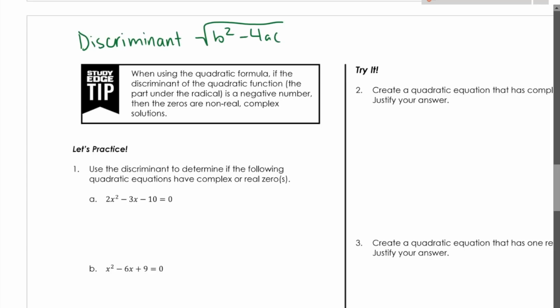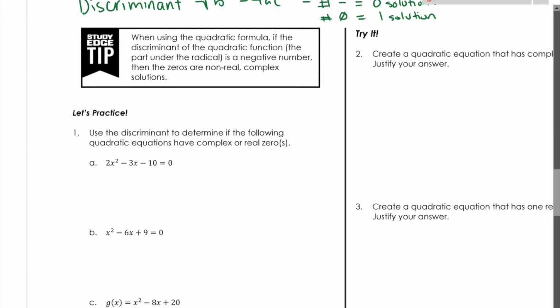Basically what that is saying is if under here I have a positive number, I have two solutions. If the number is negative, I have 0 solutions. And if my number is 0, I only have 1 solution. Okay? So again, if my number underneath the radical is a positive, I have 2. If it's a negative, I have 0. And if it's a 0, I have 1. So let's practice really quick.